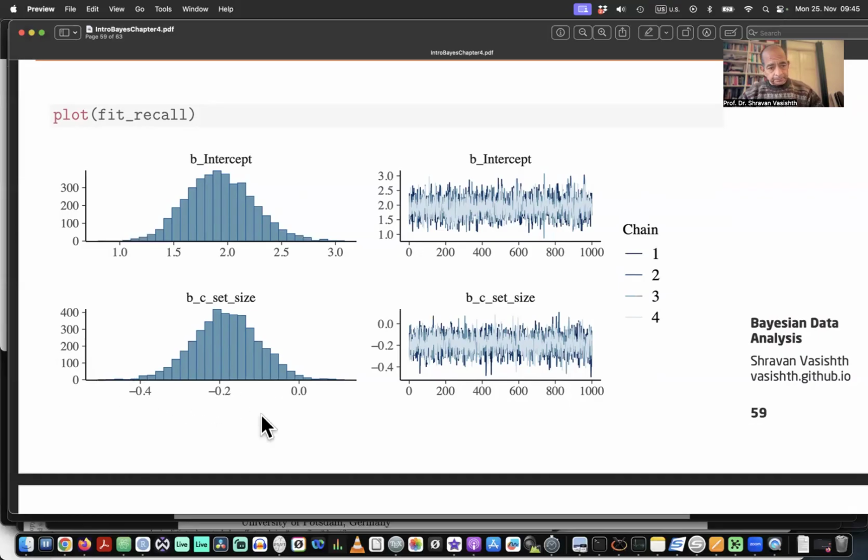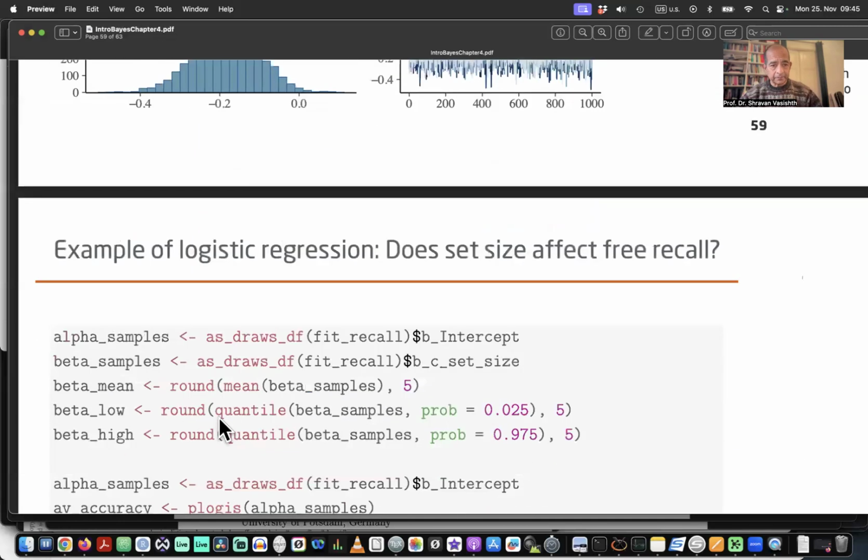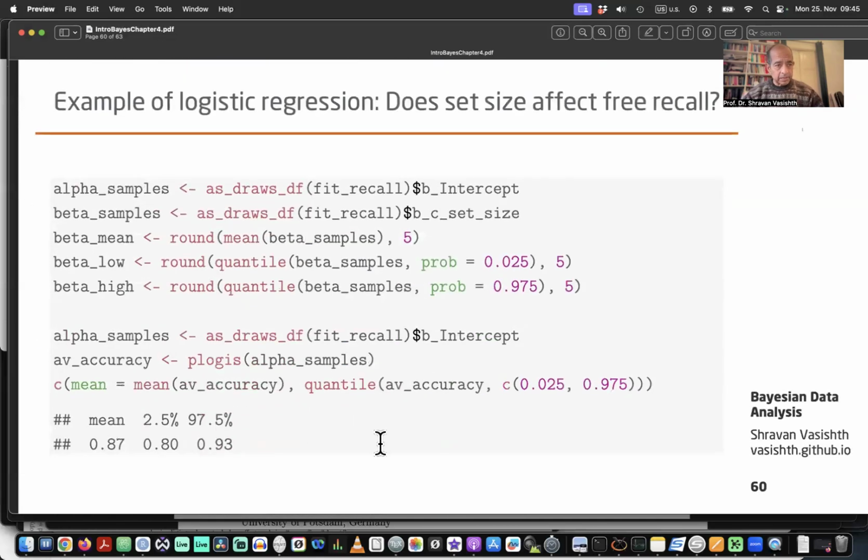Similarly, I can see the posterior distribution of the beta in log odds space. Notice that it's centered on a negative 0.2 value, which is already telling me that there's going to be a reduction in accuracy with every unit increase in set size, in centered set size, right? That's what that negative sign is telling me, right? But we can do more. We can do the actual calculation.